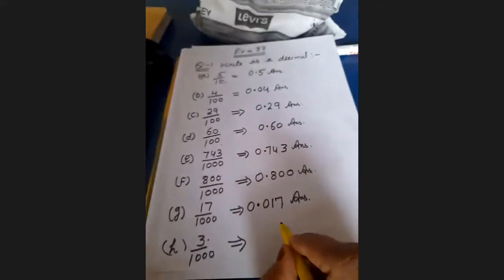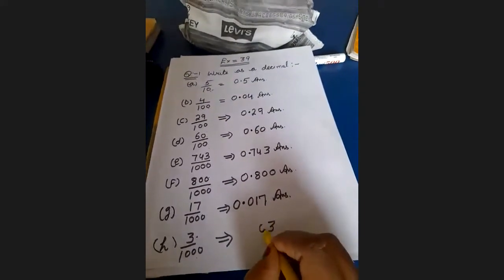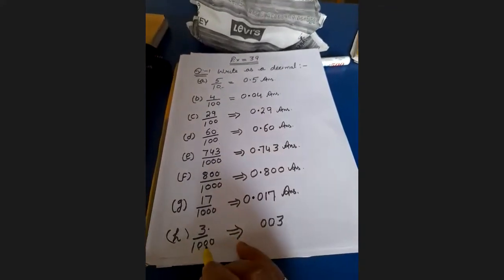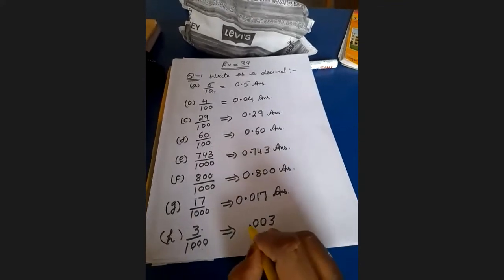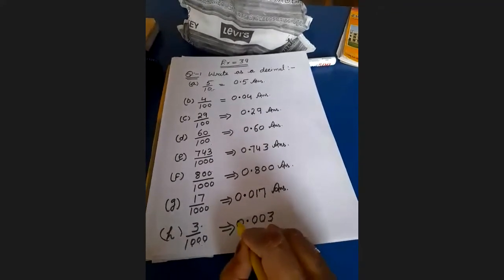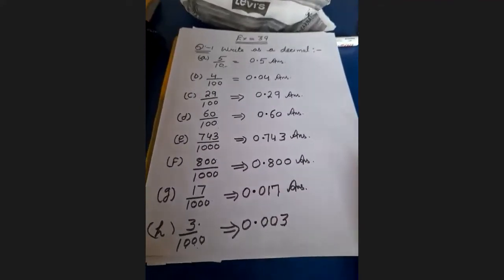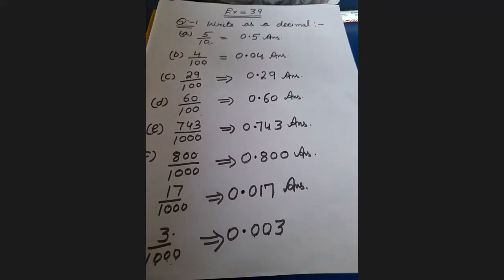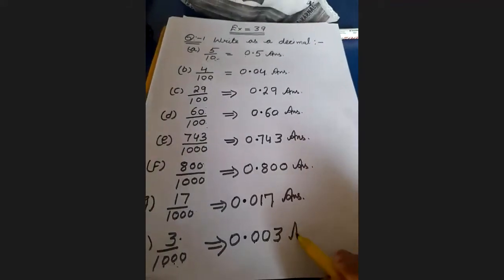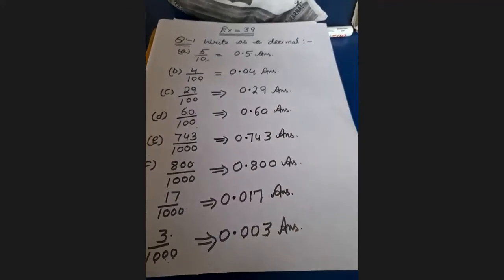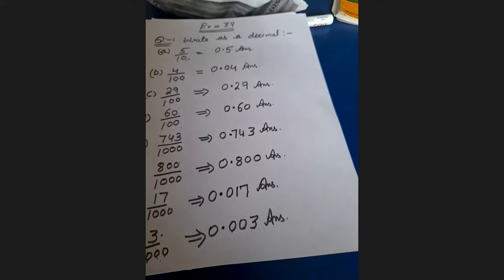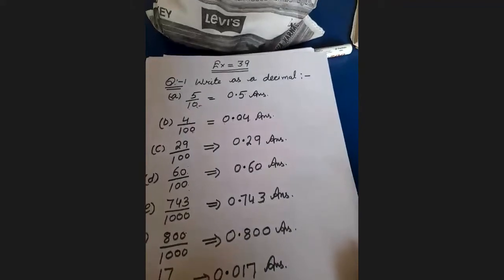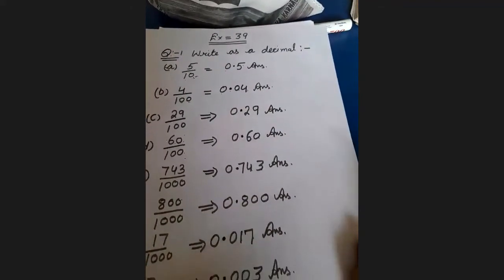So we'll write 3 as 0, 0, 3. Now count 1, 2, 3. Now put a point and write. So your answer is 0.003. Clear, students? So this is the first question of exercise 39.